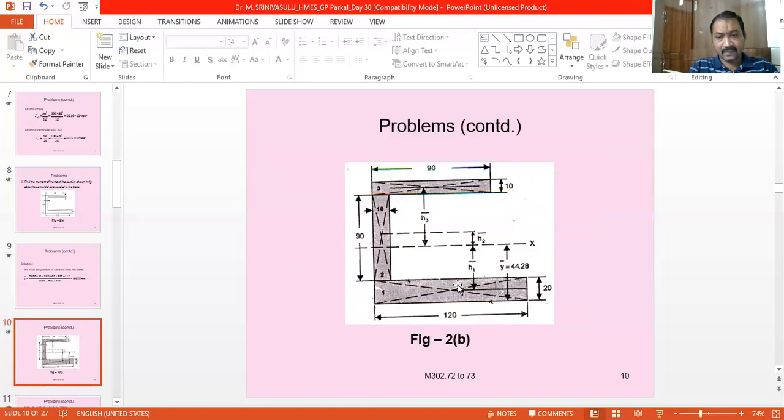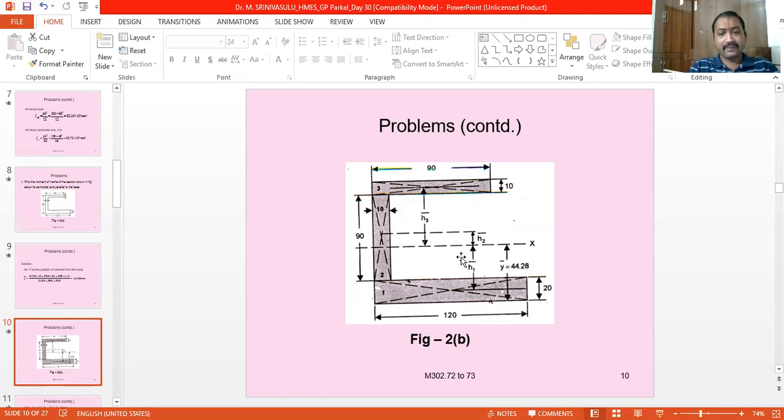Now this is the point that is the centroid for rectangle 1. This will be the centroid for rectangle 2, and this will be the centroid for rectangle 3. And now we have to find both the x distance and y distance. But here it is mentioned that we need to find out the Ixx, which is parallel to the base. So only the y bar is required to find out. The y coordinate of the centroid is required.